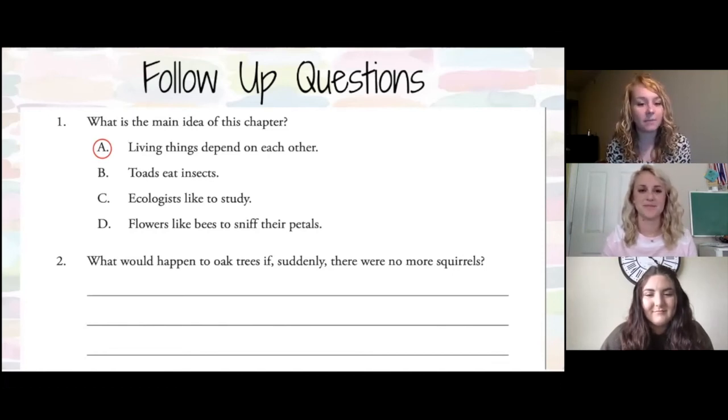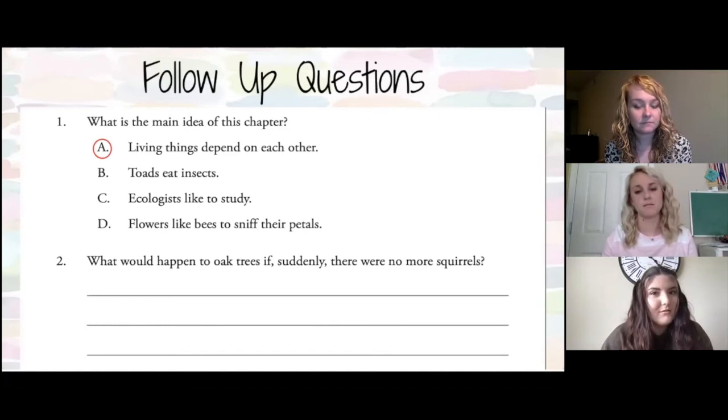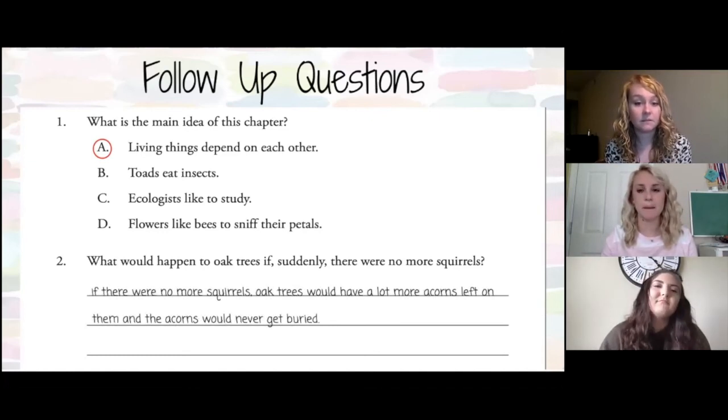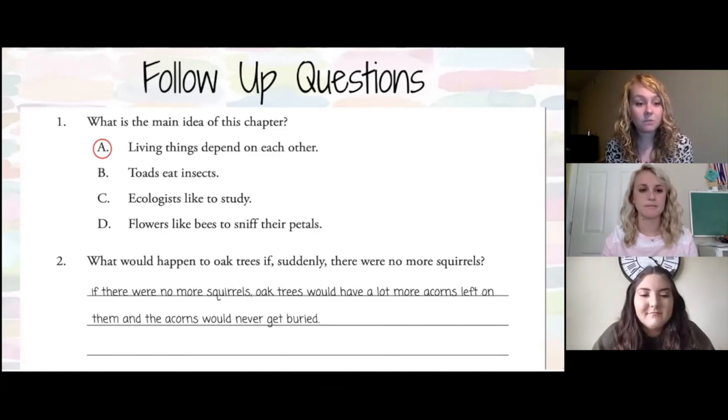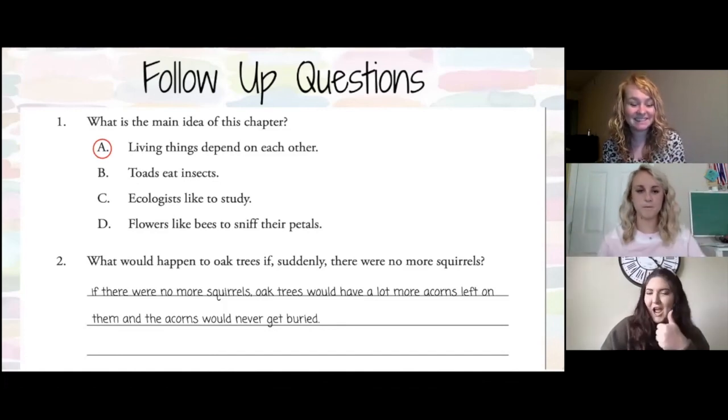What do you think would happen? There would be a lot more acorns on those trees. Maybe. Yeah. Maybe the acorns wouldn't be buried. Yeah. If there were no more squirrels, oak trees would have a lot more acorns left on them, and the acorns would never get buried. Teamwork.